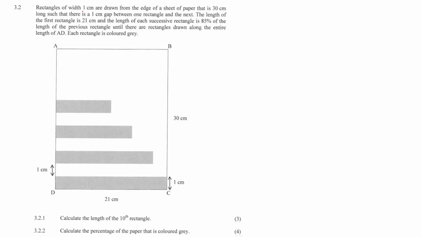So rectangles with a width of 1 centimeter are drawn from the edge of a sheet of paper that is 30 centimeters long, such that there's a 1 centimeter gap between one rectangle and the next. So 1 centimeter of rectangle, then gap. Centimeter of rectangle, gap. Centimeter of rectangle, and then there's a gap, and so on. So rectangle, gap, and it's all 1 centimeter.